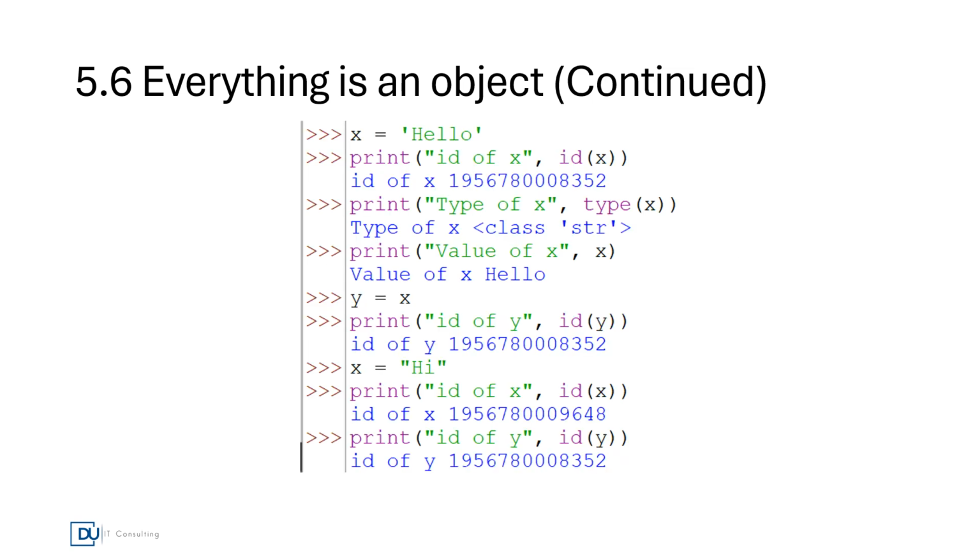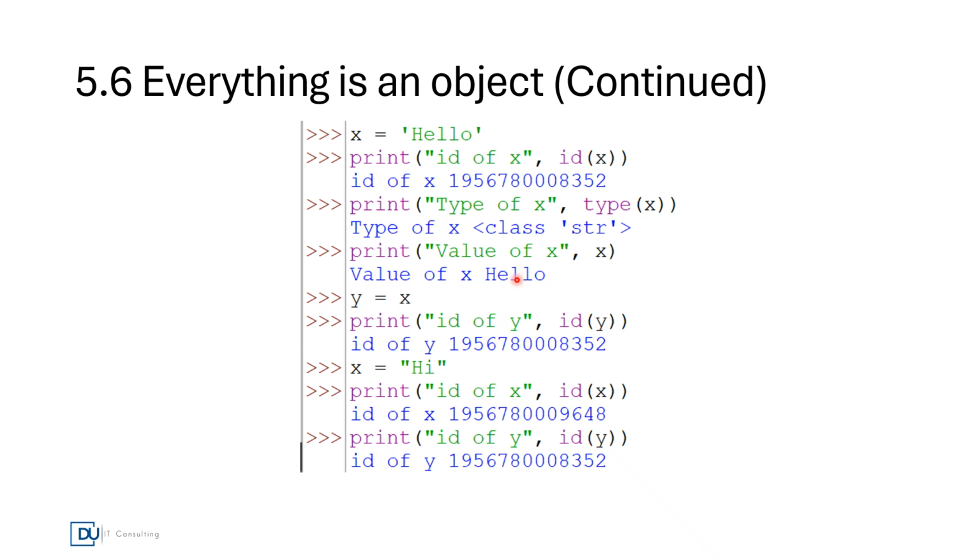Now let's look at a Python program. I have a variable x equal to hello. Hello is a string. In the next line, I'm printing the id of x by calling the id method. I get the id of x, which is an integer value. In the next line, I'm printing the type of x using the type method. So the type of x is string. In the next line, I'm printing the value of x, and the value of x is hello.